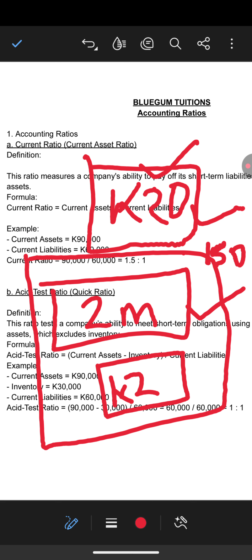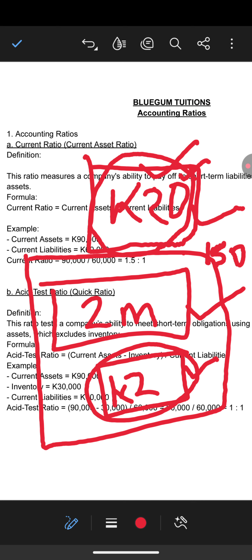You have a vehicle which is 2 million. You cannot just sell this vehicle, and it's not meant to be sold, but it is an asset. It belongs to your business. But this 2 kwacha, yes, you can use it, but the amount you owe this person is 20 kwacha. So you don't have enough current assets to pay this current liability. Therefore, you need to increase the amount of current assets.